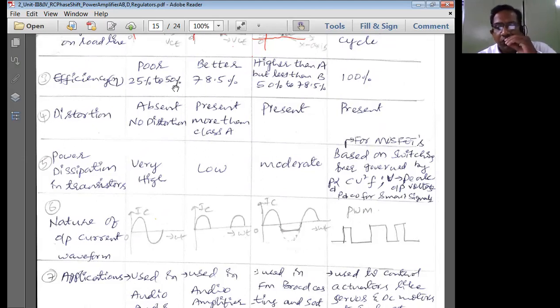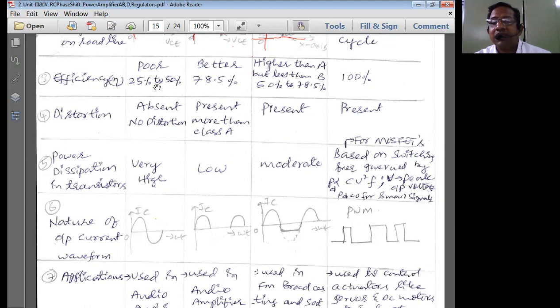If at all we want to use an amplifier in the practical circuits, the efficiency should compulsorily be greater than 50%. So therefore, class A, even though we go with the transformer coupling, is not suitable for the practical applications. It is only used for theoretical purposes. That is the reason why, if at all you still want to use class A only and achieve more efficiency, then we have to go with class A push-pull type of the power amplifier circuit.